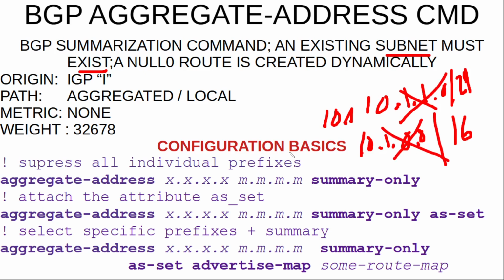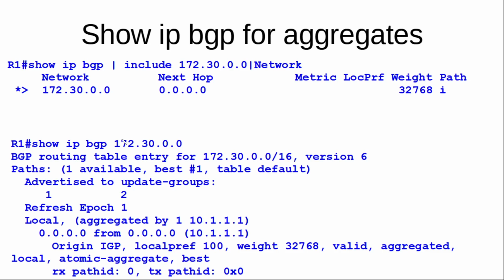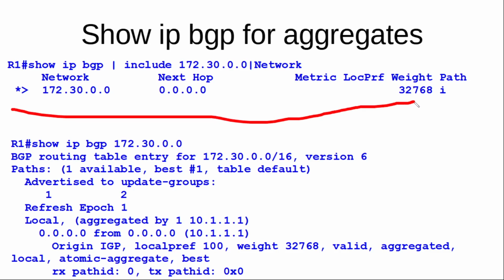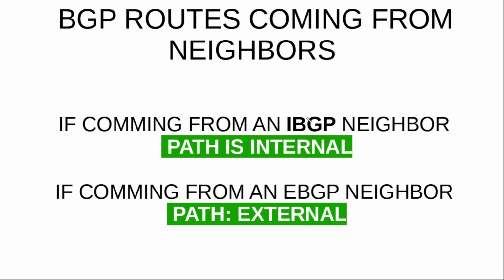Now, when creating aggregations, and you are going to be origin as I, it will be aggregated local, no metric, and a high weight. So this is the example of an aggregation. Notice the next hop is set to 0.0.0.0 because this is being created locally. High weight because it is created locally. No metric and no local preference.